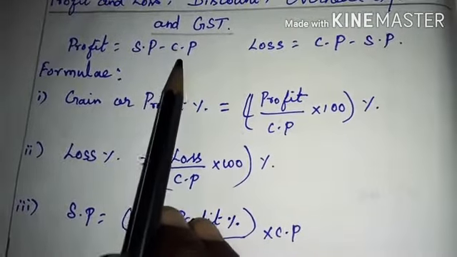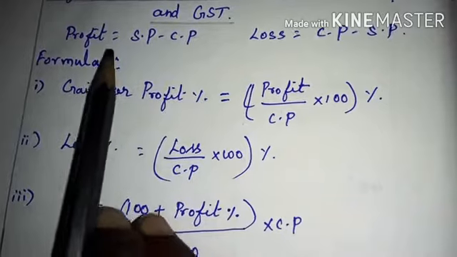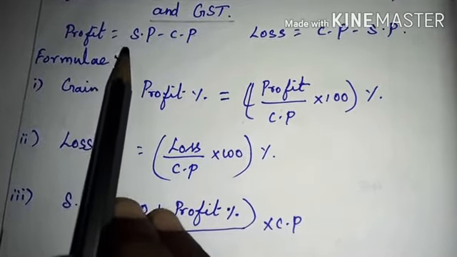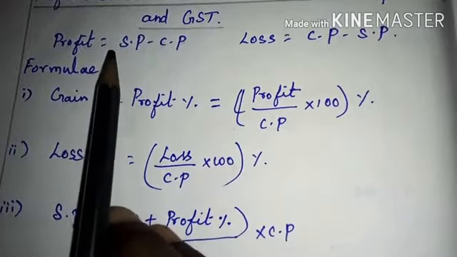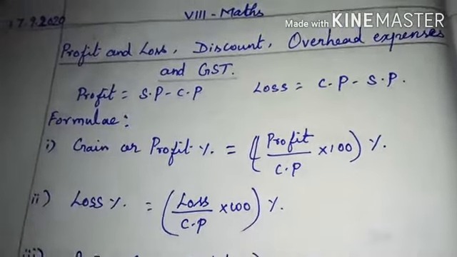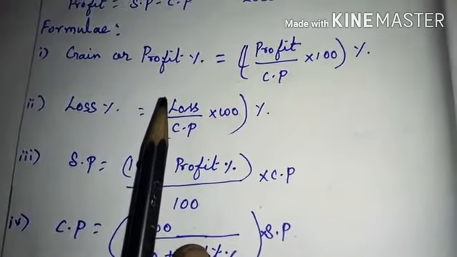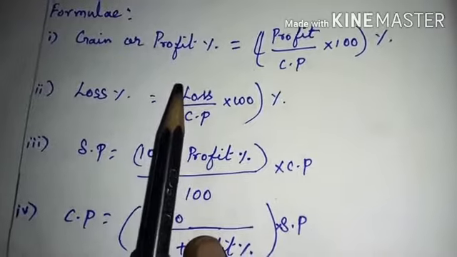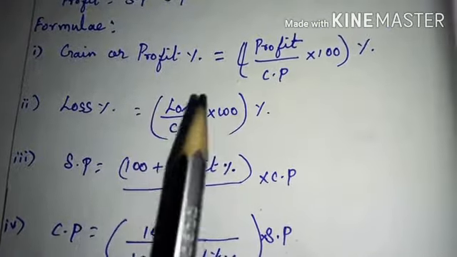Here the cost price is the amount for which the article is bought. Then selling price is the amount for which we are going to sell the article. That is the selling price. Now we have some formulas to find out the profit percent, loss percent, and if the profit percent and loss percent are given, how you have to find out the selling price and cost price.